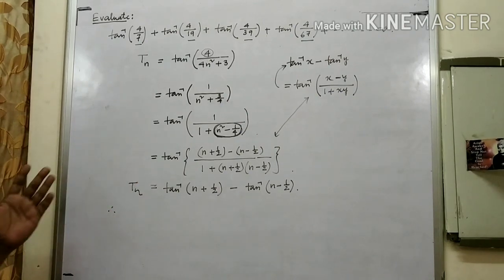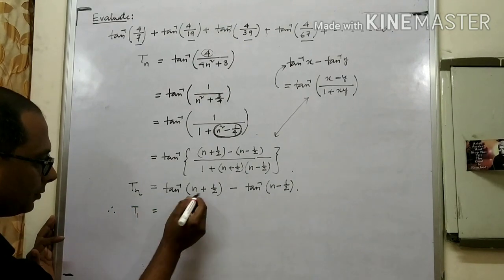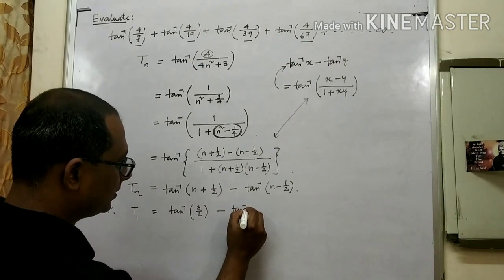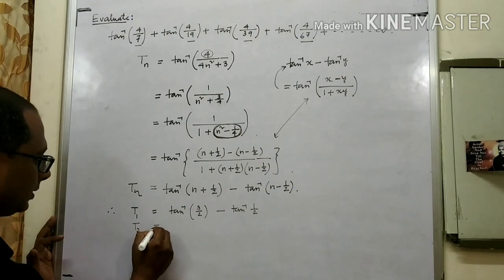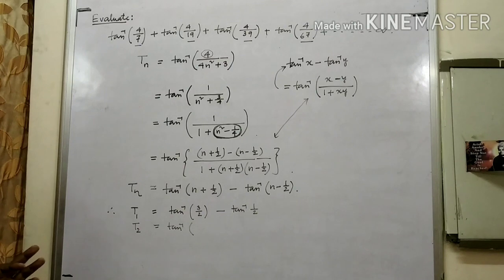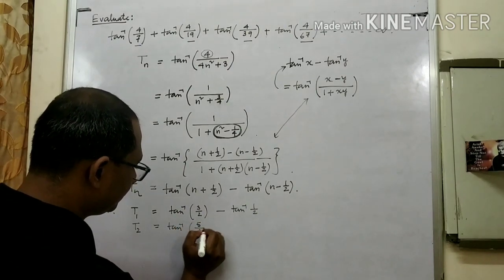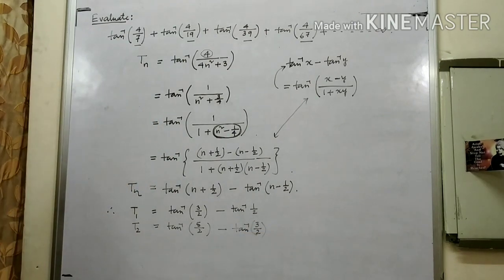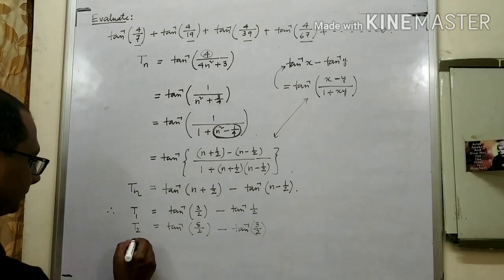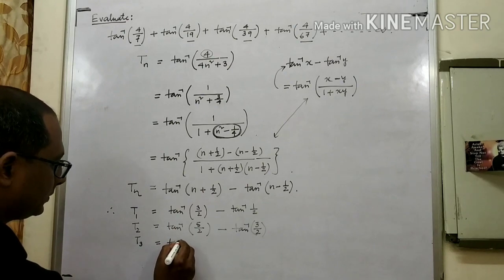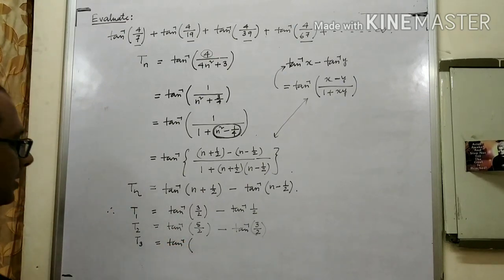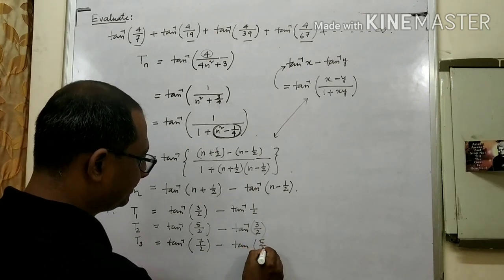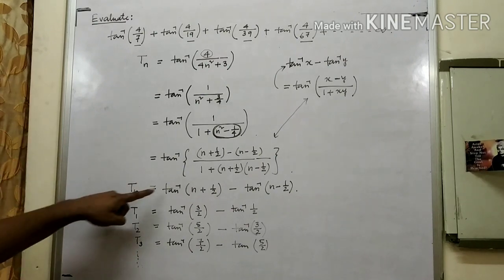You have to add all the terms, right? So let me find out the terms first. T1 will be equal to, we put n equal to 1, to get tan inverse of 3 by 2 minus tan inverse of 1 by 2. T2: tan inverse of, we are putting n equal to 2, plus half, that is 5 by 2, minus tan inverse of 2 minus half, that is tan inverse of 3 by 2. T3: tan inverse of 3 plus half, that is 7 by 2, minus tan inverse of 3 minus half, that is 5 by 2. And so on. Nth term will be this one only, Tn.